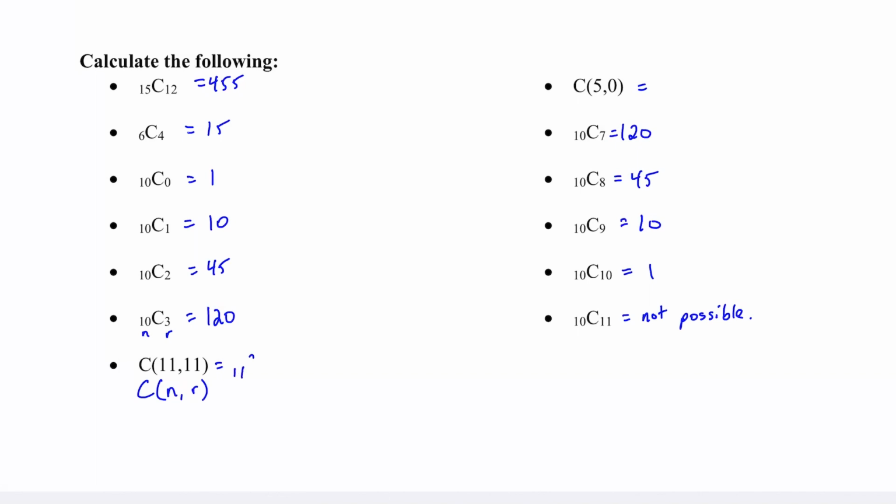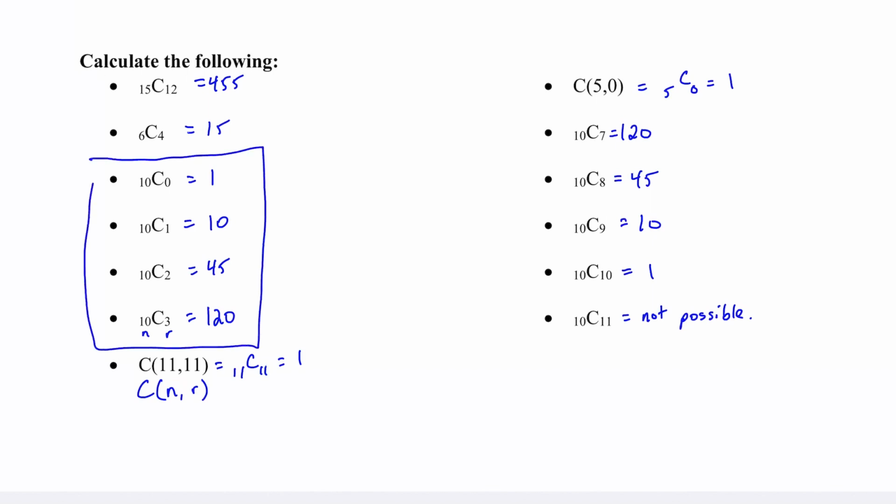So this simply means 11 choose 11, which is 1. Or here we have 5 choose 0, which is 1. If you have 5 people and you're trying to choose none of them, how many ways are there to do that? Well, simply don't choose them. That's one way.